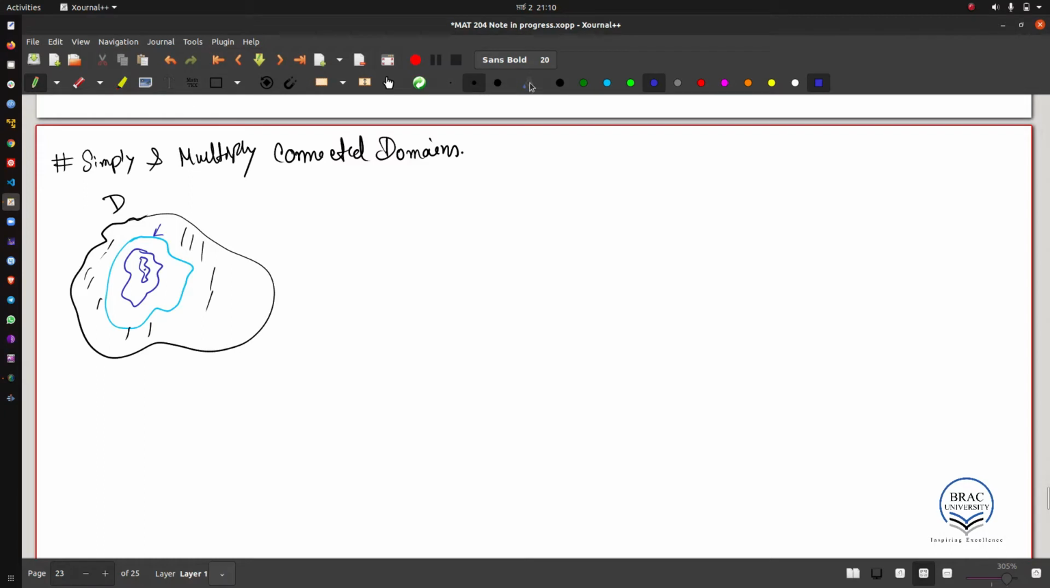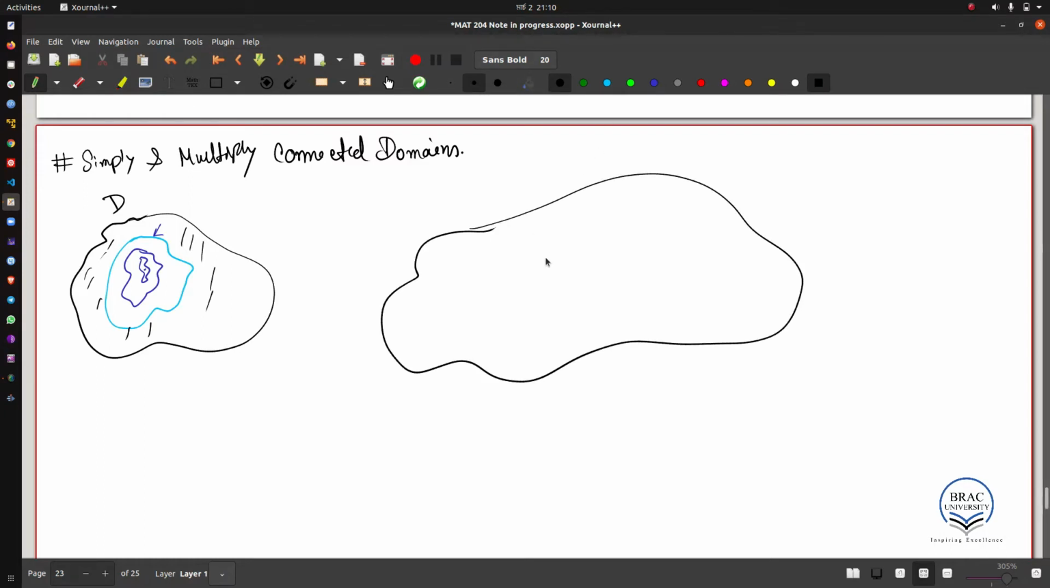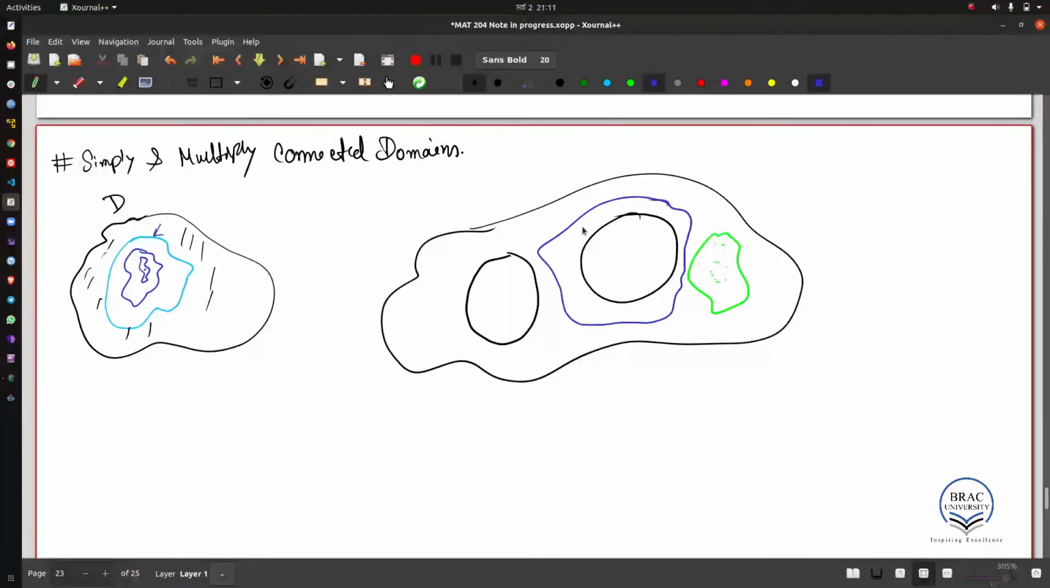So let's now draw a multiply connected domain. Let's say this is some domain. There is a hole over here and another hole over here. One hole is good enough, but I'm taking two holes. Now if you draw a contour like this, you might get confused because all the points inside this contour are also a part of this domain. But if you draw a contour like this, all the points inside this contour are not a part of this domain. Why? Because see this hole over here, this hole has some points, and this hole is not a part of this domain.